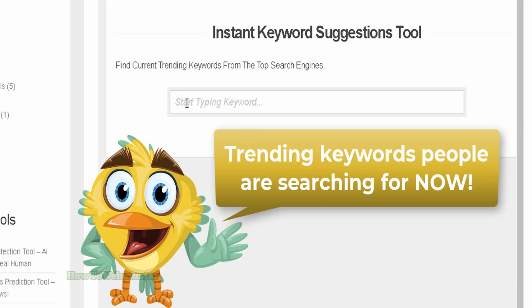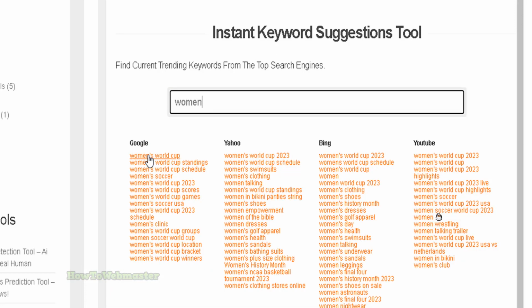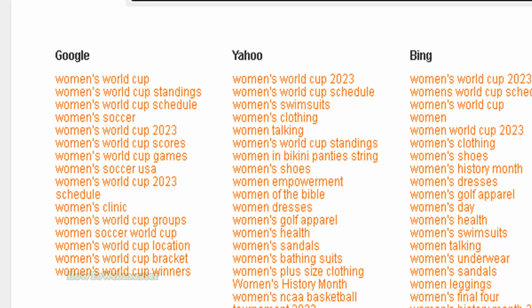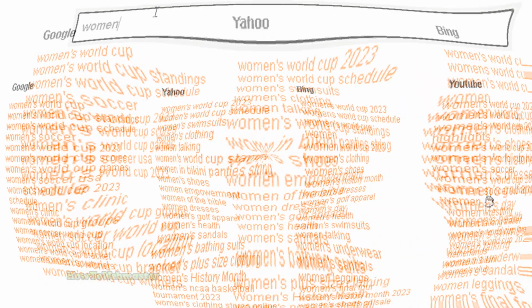So let me type in woman, and you can see here for Google, Yahoo, Bing, and YouTube, we got Women's World Cup, the World Cup standings, schedule, soccer scores. So these are keywords you can try to target to create content or blog posts about, or what's the hottest thing they're searching for currently.